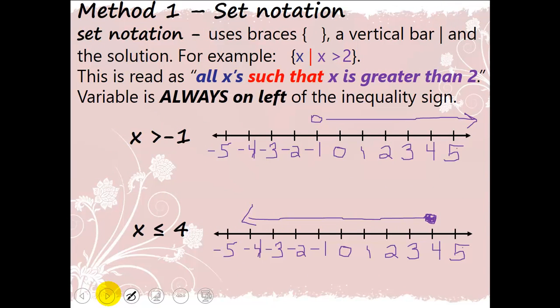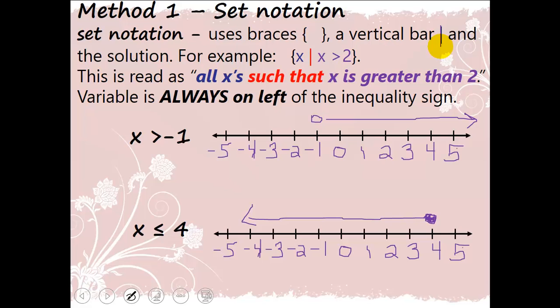Now, when we use set notation, it's a method of writing the solution. Math is a language, so it's really important that we write solutions that people globally can understand. So set notation uses braces like this and a vertical bar like that.